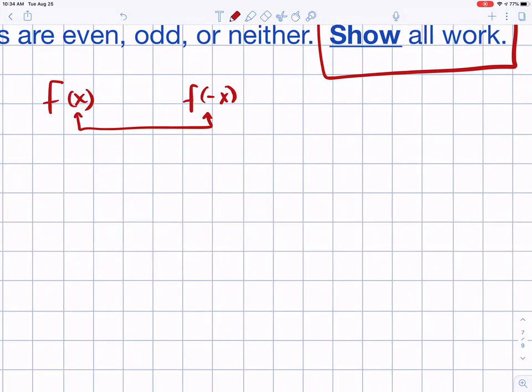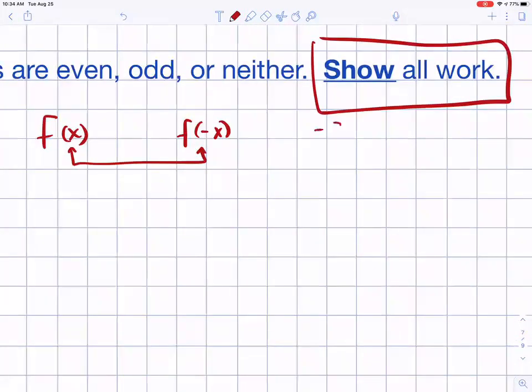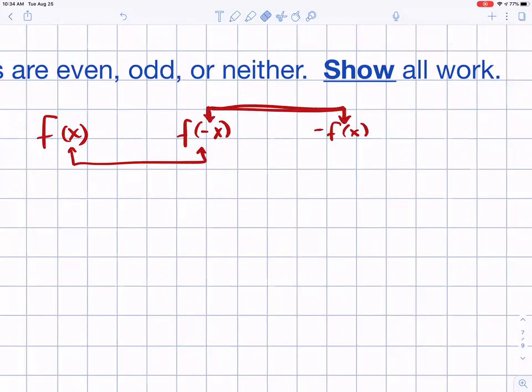Y-axis symmetry. All right, what's the next piece of the test? Negative f of x. And if it's part 2 and 3, if those two are equal, what do I know? Odd, or it has origin symmetry. So this is what I'm going to use to show my work for the next piece.